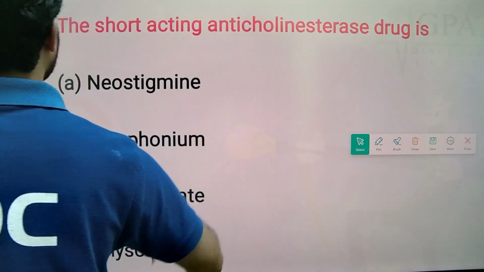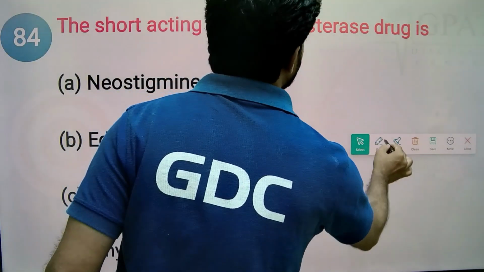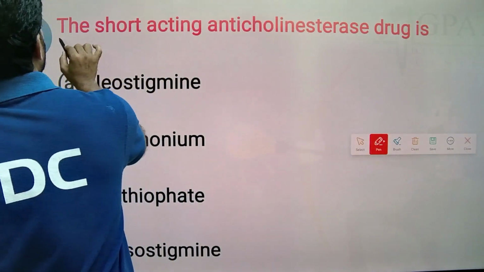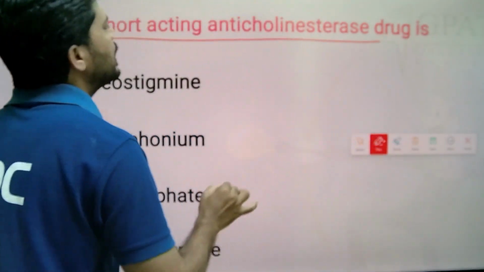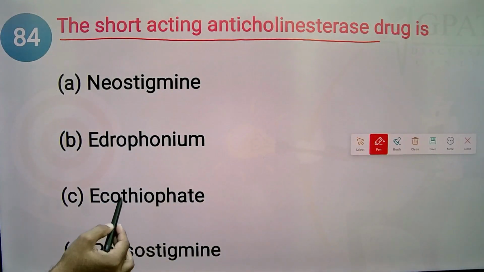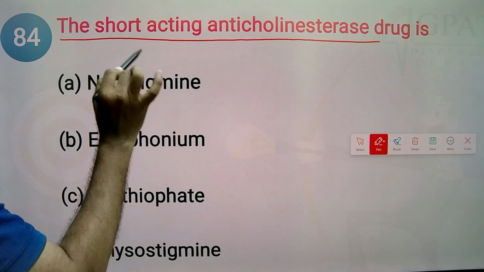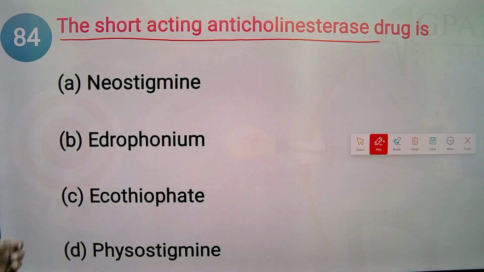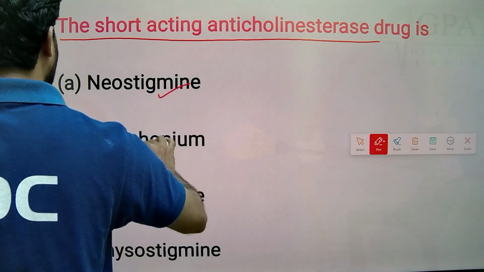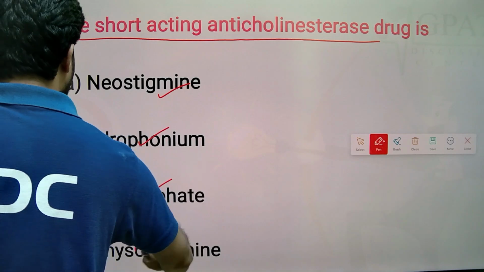Next, the short-acting anticholinesterase drug. Anticholinesterase, the name itself indicating they inhibit the acetylcholinesterase enzyme, the enzyme responsible for acetylcholine metabolism. The short-acting anticholinesterases: Neostigmine, Edrophonium, Pyridostigmine, Physostigmine.